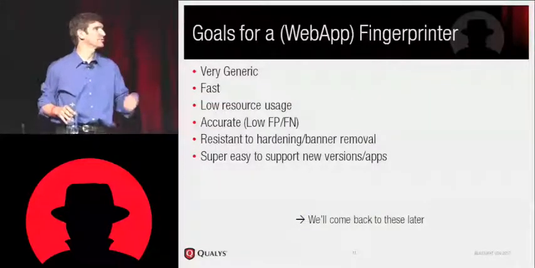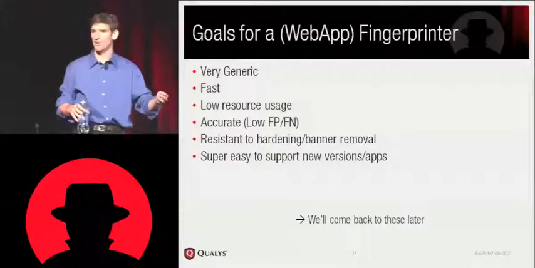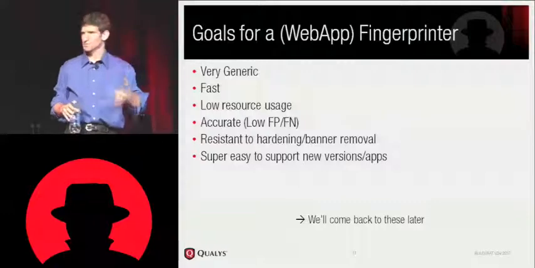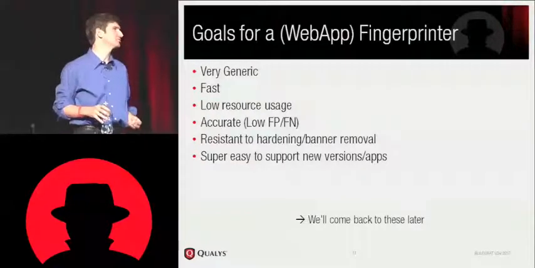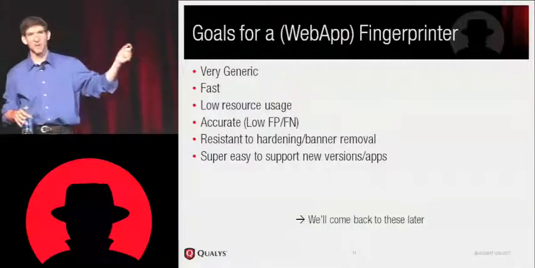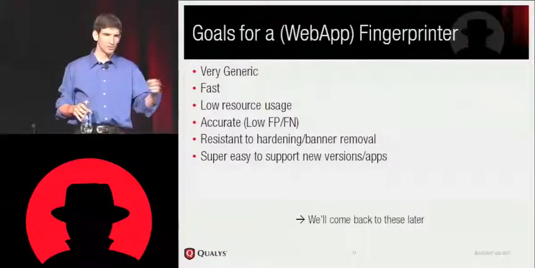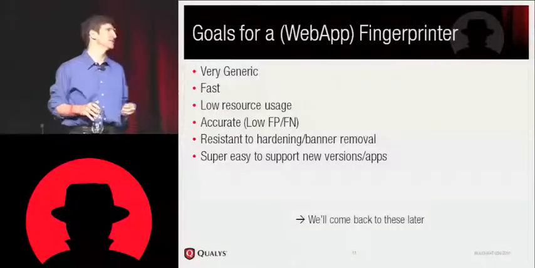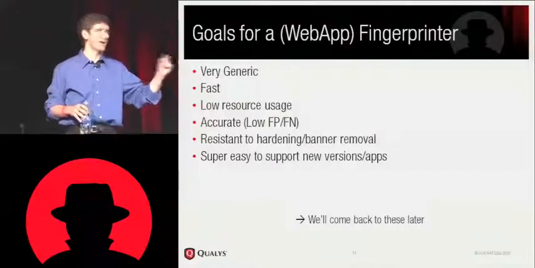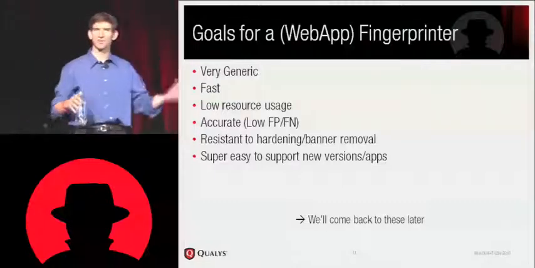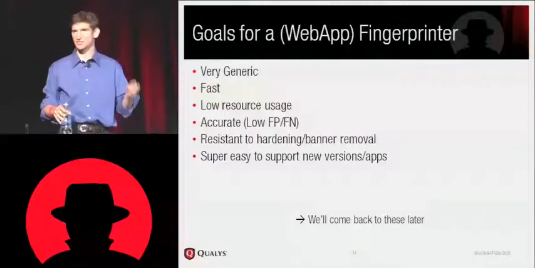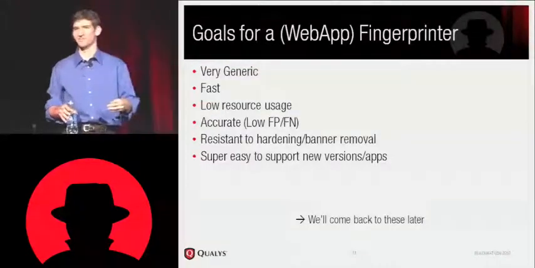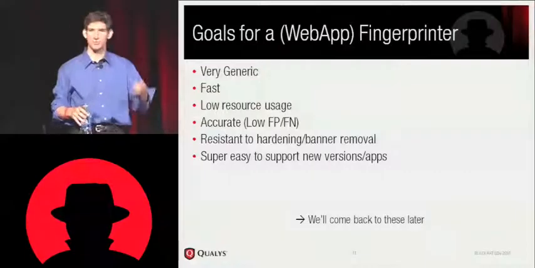We want it to be low resource usage. You shouldn't abuse the machine on the remote end, and you shouldn't have to have a gargantuan machine on your end. Accurate, low false positives, low false negatives. These are the things that make a tool actually useful. Obviously resistant to that hardening and the banner removal that is slowly starting to happen in web applications that was used by the regexes. And then here, I am just one person. I'm trying to support a lot of web apps, so I need to design a system that would be very, very easy to support new apps. And if I'm asking people outside to help me with that, I want to make it very, very easy for them to help support a new app that maybe they only have access to.